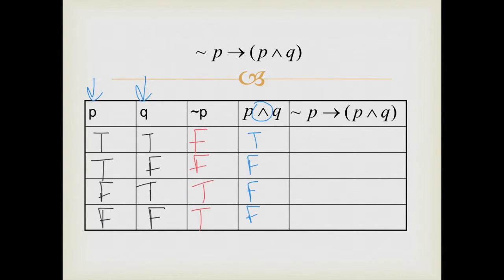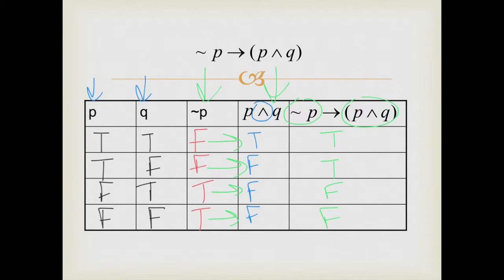Now we're going to be looking at the conditional. And for the conditional, we need the negation of P and the conjunction of P and Q. So we have our third and our fourth column. Again, the pattern for the arrow is it's always true unless it's true then false. So for our first row we have false and true. That's true. False and false is also true. And then true then false for our last two examples, this is where our conditional is going to be false.